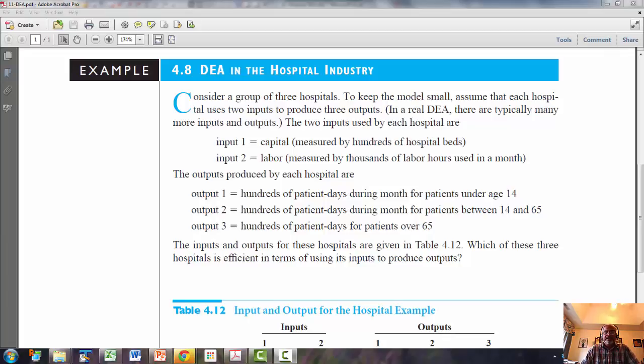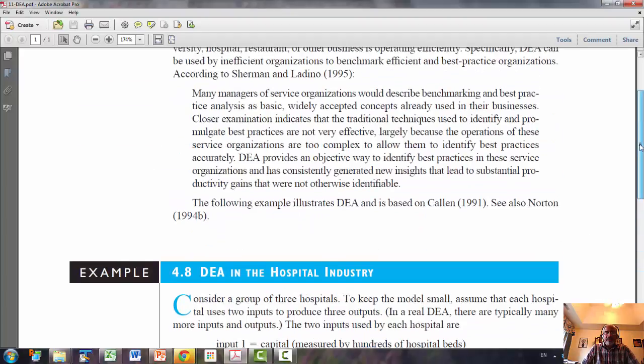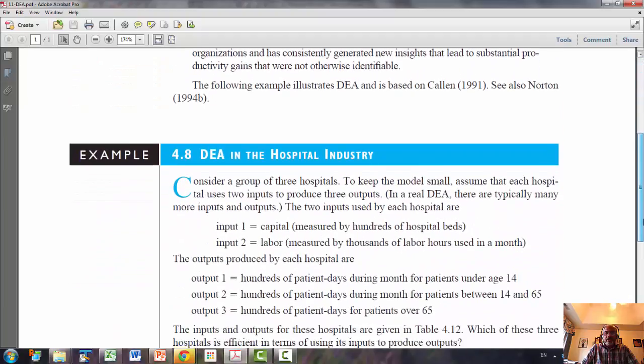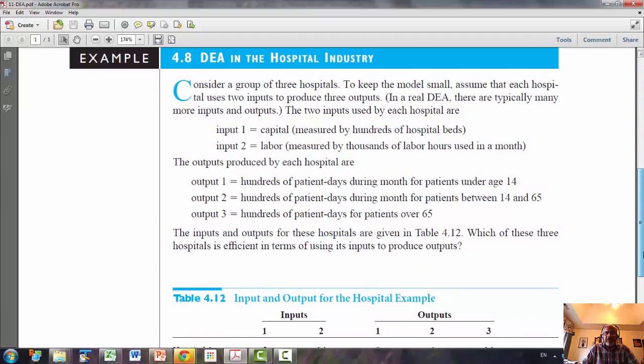The next example is called data envelopment analysis. Okay, there it is, DEA. And we can use this data envelopment analysis in a linear programming setup to see whether the particular company that we are considering is operating in an efficient way or not compared to the other companies that are in the industry. So in this example we have hospitals.